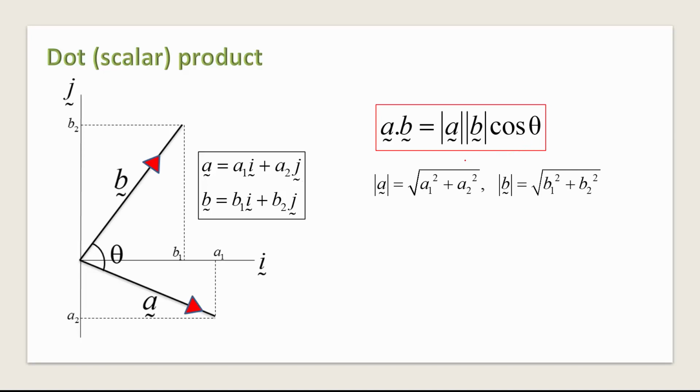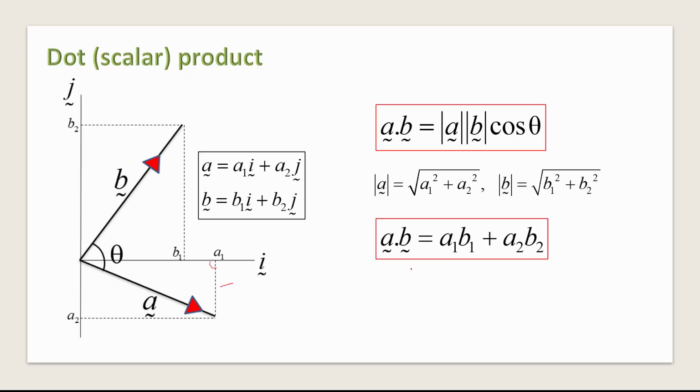And we can derive the magnitude of A and B from our diagram because each involves a right angle triangle. So if we look at the triangle that has vector A on the hypotenuse, we have our right angle triangle. Using Pythagoras' theorem, A squared plus B squared equals C squared, we can work out that the magnitude of A will be the square of this side, which will be A1 squared, plus the square of this side, which will be A2 squared. And then, of course, we take the square root. And we can do the same thing for finding the magnitude of B.